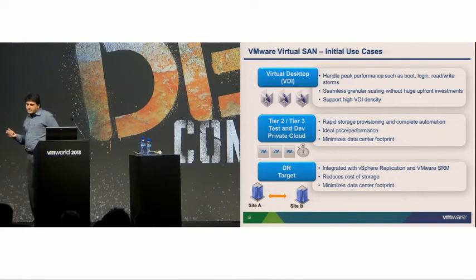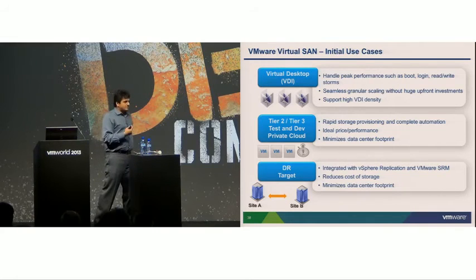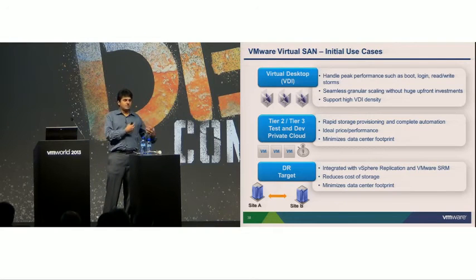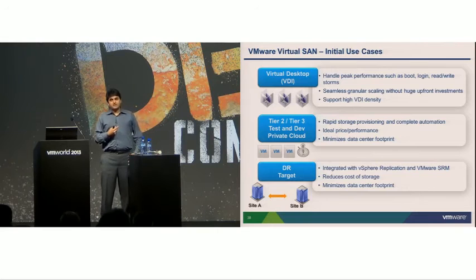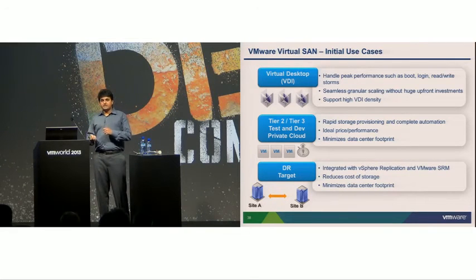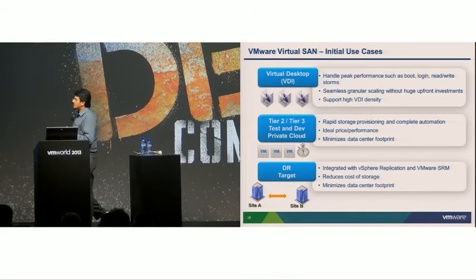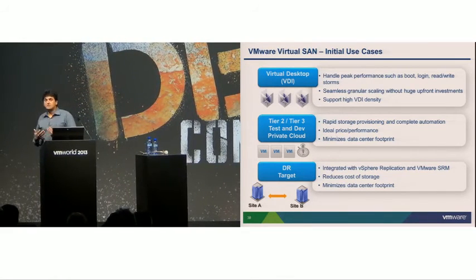And finally, DR target. We've talked to a number of customers about vSAN, and one of the things that's come up in our conversations is that a lot of our customers have compliance requirements to have a DR policy in place, and they find it extremely expensive to replicate the primary data center for the DR target. Your storage cost becomes prohibitively high, and so vSAN, because it uses local disk, is a good target.